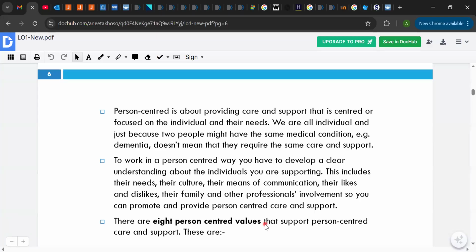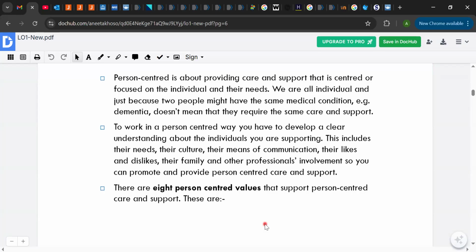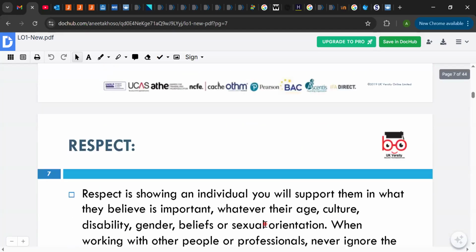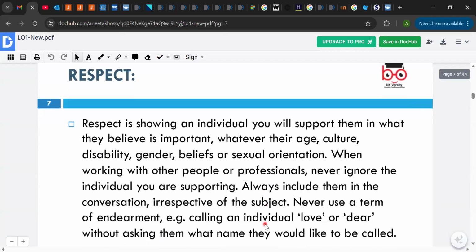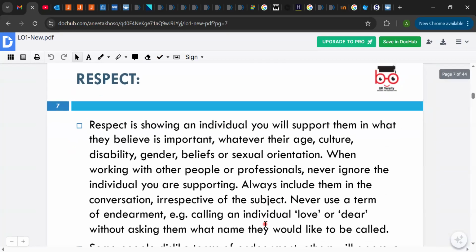There are 8 person-centered values that support person-centered care and support, and we'll talk about these. The first one is respect. Respect comes everywhere. It's the first and foremost thing, right? So respect, what is this? What does it mean? It means showing an individual that you will support them in what they believe is most important to them. Whatever their age is, whatever their culture is, whatever their disability is, their gender, their beliefs, and sexual orientation is. Sexual orientation, I talked about this earlier.